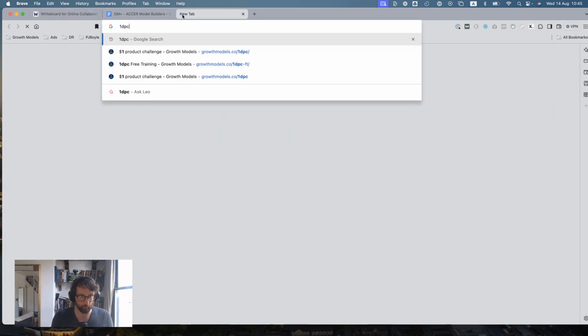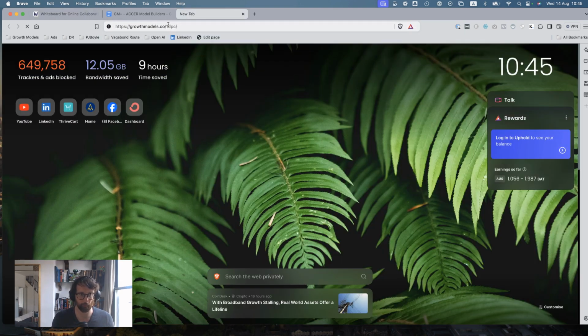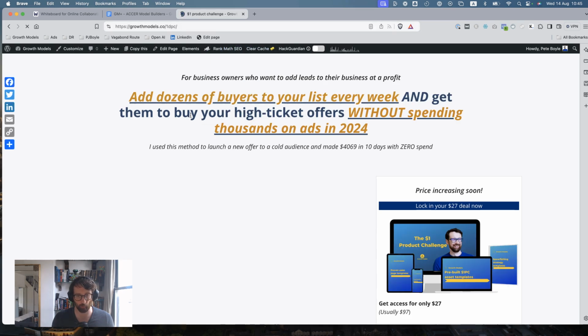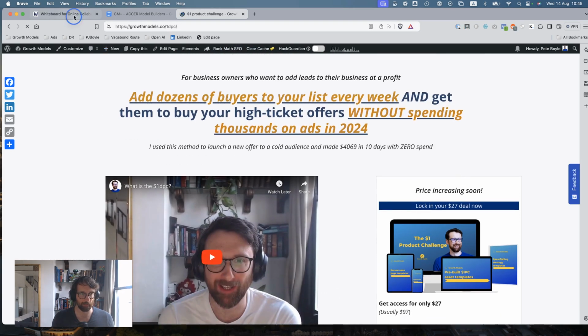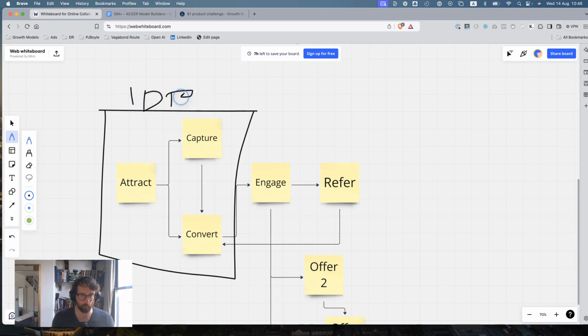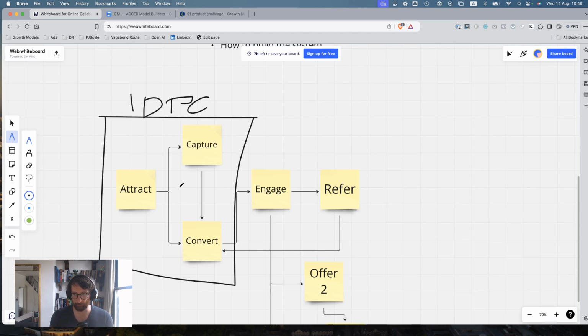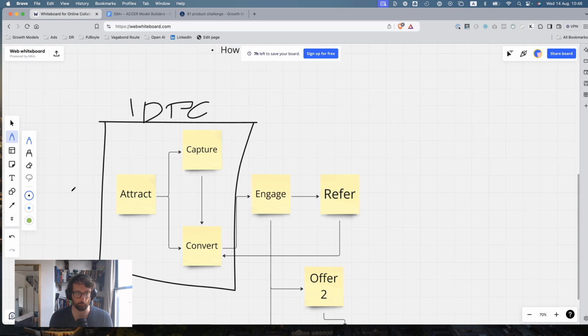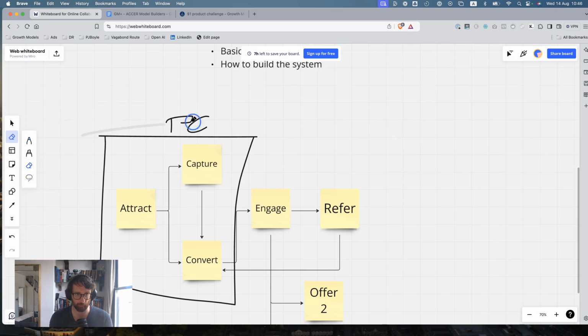And that basically is, here you go, growthmodels.co/1DPC, dollar product challenge, $1 product challenge. And this will basically help you set up a profitable front end, which is this part here. So I just put $1 product challenge. That's what that will help you set up. And that basically helps you build a list of buyers. If you have a list and you're looking to monetize that, $1 product challenge will help you add more people to that list. But if you're looking to make big revenue gains quickly, watch this video first, because I will show you a more efficient way to make more money with less stress very shortly.